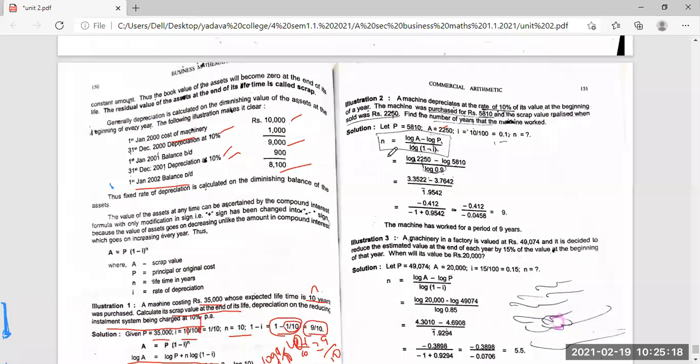Okay, so N is equal to log A minus log P divided by log of 1 minus I. This is the formula. So log A is 2,250 minus log P is 5,810 divided by log of 1 minus I. I we don't know. So sorry, I is 10 divided by 100, so 1 by 10. 1 by 10 is converted into 0.1. Okay, so this is 0.1. Girls, any doubts?